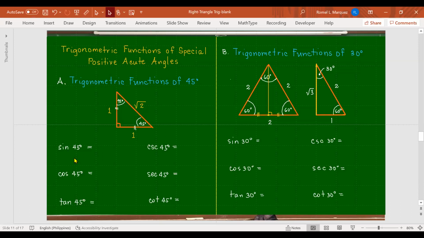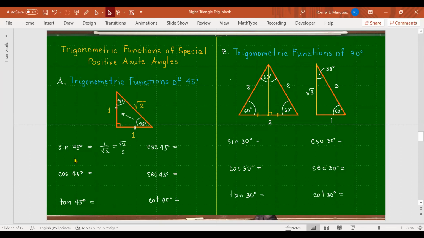What is sine 45? Pwedeng dito, pwedeng sa taas. Kahit naman alin. Kasi kahit naman alin ang opposite, wala namang problema. No? So 1 over square root of 2. Opposite over hypotenuse. So rationalize, that is square root of 2 over 2, when we multiply by square root of 2 over 2.